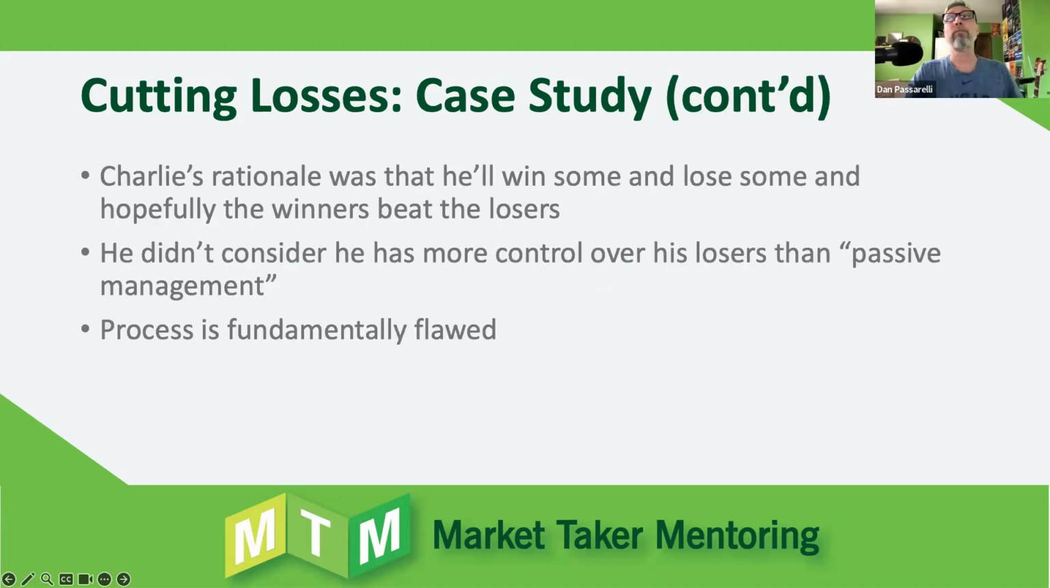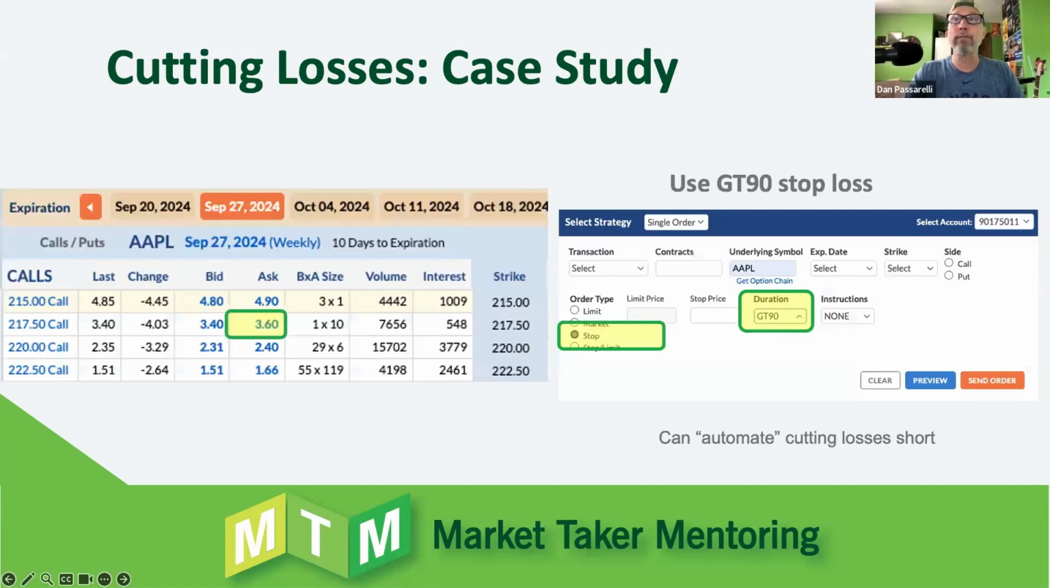Let's talk about it. Charlie's rationale, rightfully so, was that he'll win some and lose some, and hopefully the winners beat the losers. Now, hopefully is a big problem. There is no hope in option trading. There's planning in option trading. So Charlie didn't consider that he really has more control over his losers than this passive management. Buy the call, hope it works out by expiration. His process is really fundamentally flawed.